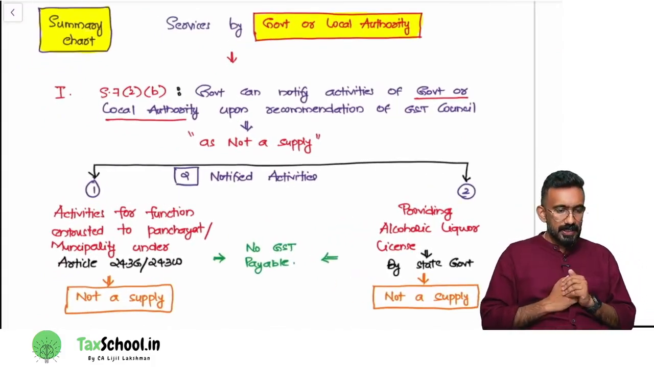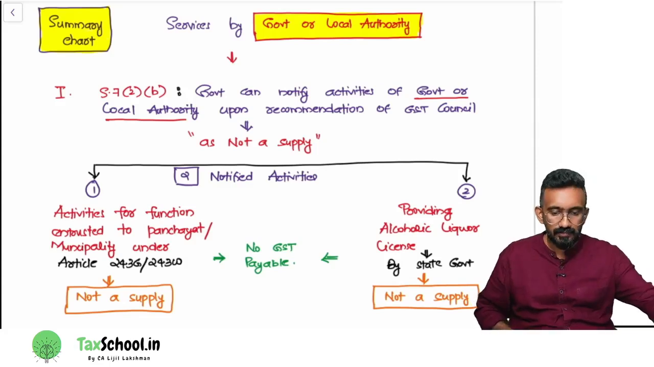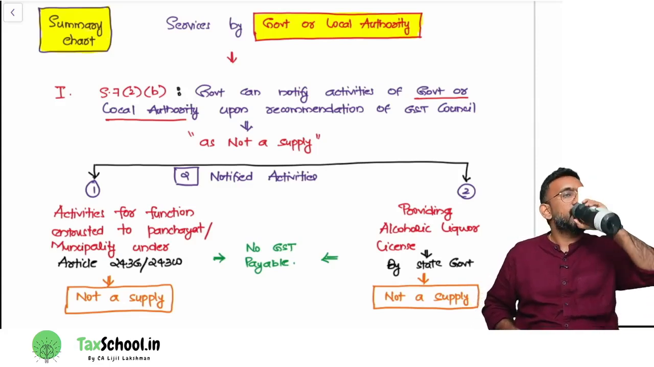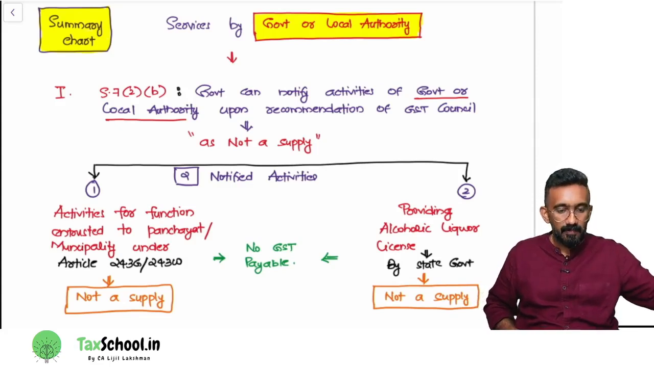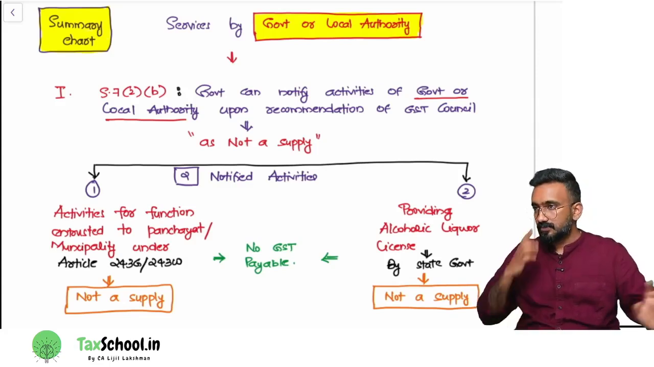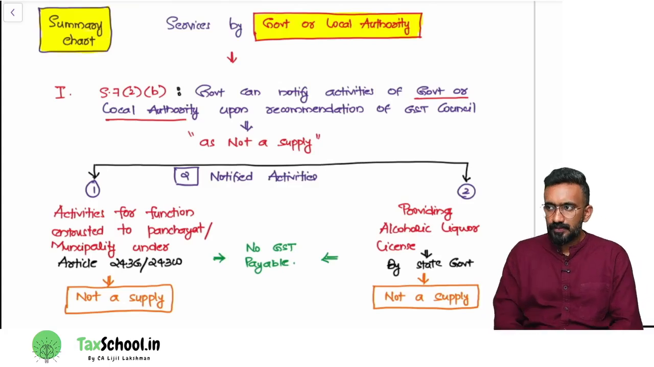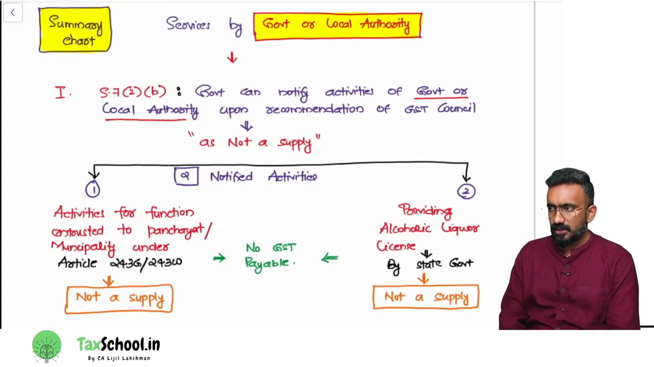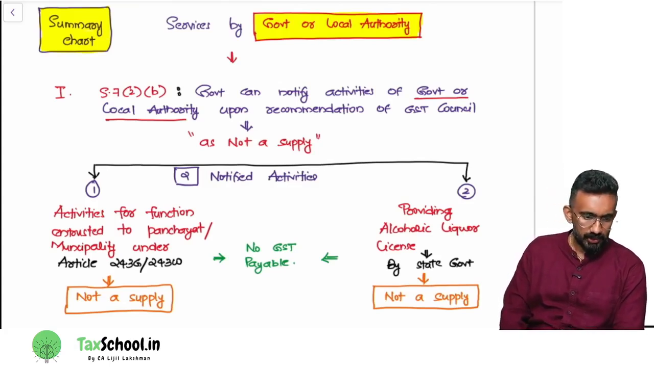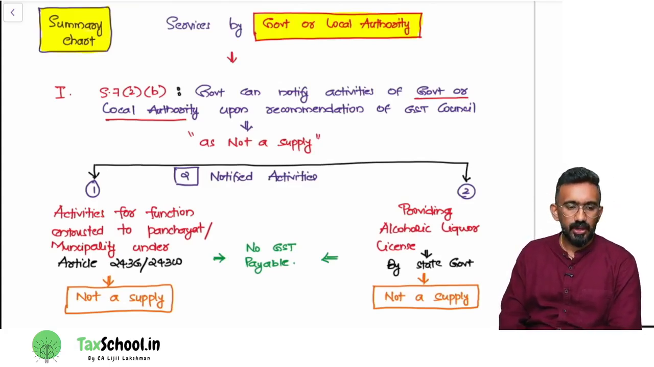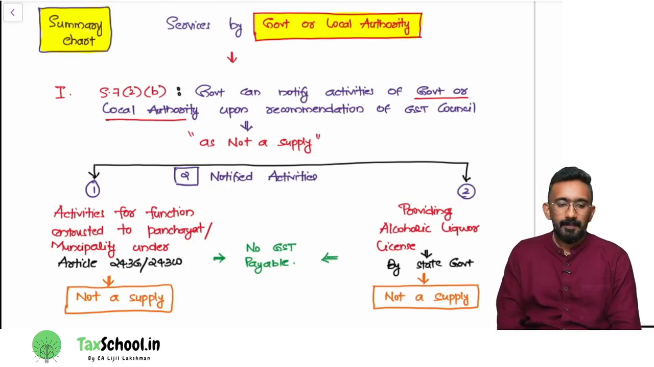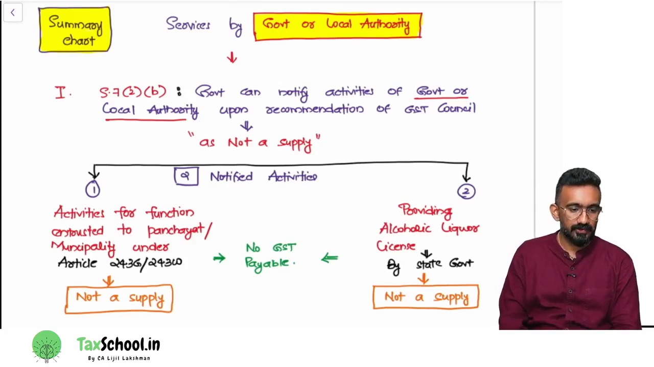Look at this. Services by government or local authority. This is the summary that we are looking into. If you don't have this with you, take multiple photos. Again, I've given this in the PDF that I have uploaded in the free resources, which you will be able to see in tax code.